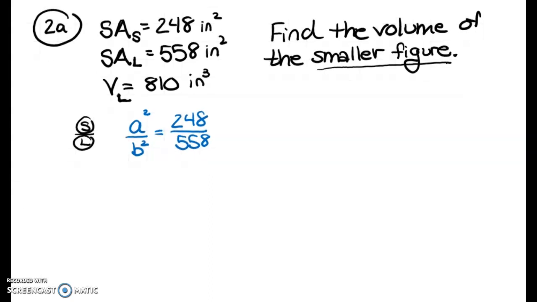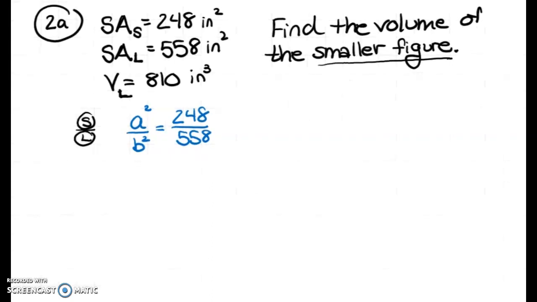And I should reduce that ratio. And I can divide both of those by 2. So I get 124 over, let's see, 279. Okay, so how does 124 reduce? Well, I'm not sure that it actually does. So what could I do here?